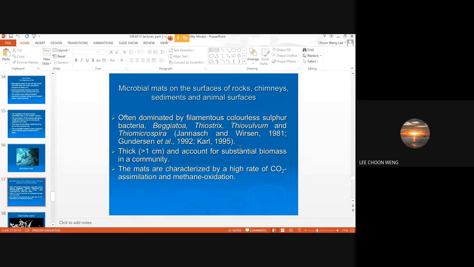Okay, so these are mainly filamentous colorless sulfur bacteria, because if you remember, sulfide, sulfur, sulfites, these are the chemicals in the plume itself. Okay, so the mats are characterized by a high rate of CO2 assimilation. CO2 assimilation is like CO2 fixation, so changing the CO2 into carbohydrate form, and methane oxidation.